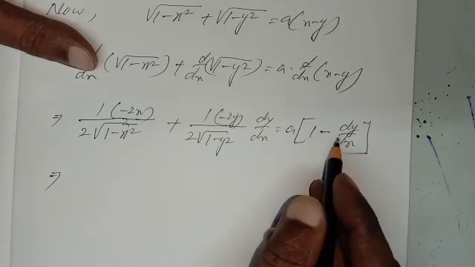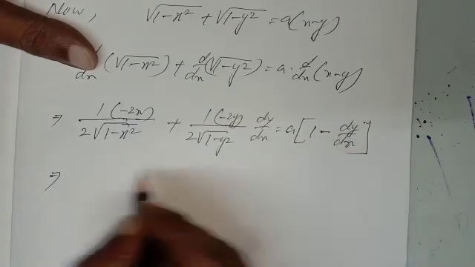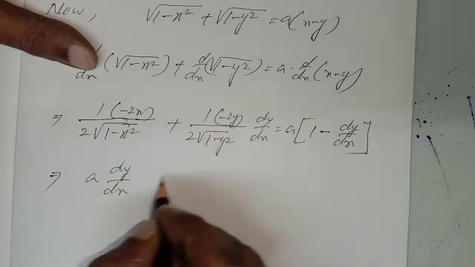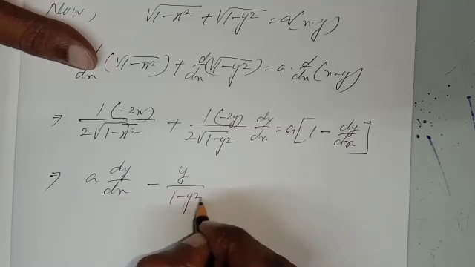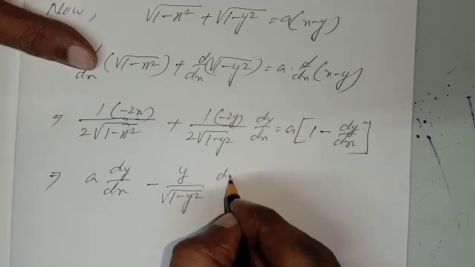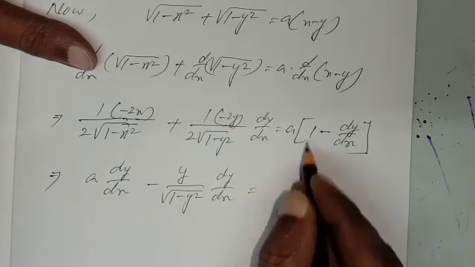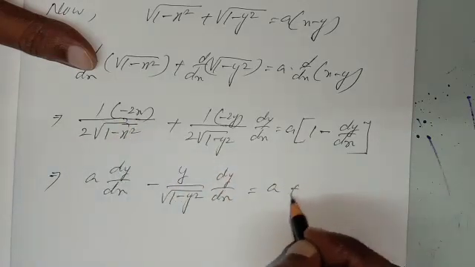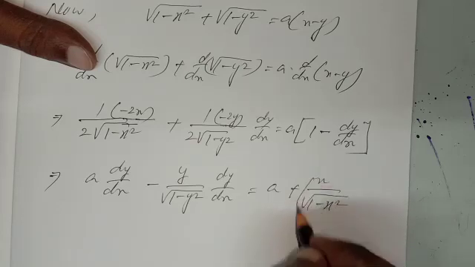If I bring this one, a minus a dy/dx, and this one, 2 to cancel, minus y by square root of 1 minus y squared, dy/dx. Okay, what is left? A into 1, and this one is minus 2 to cancel, plus x by square root of 1 minus x squared. This one is left.